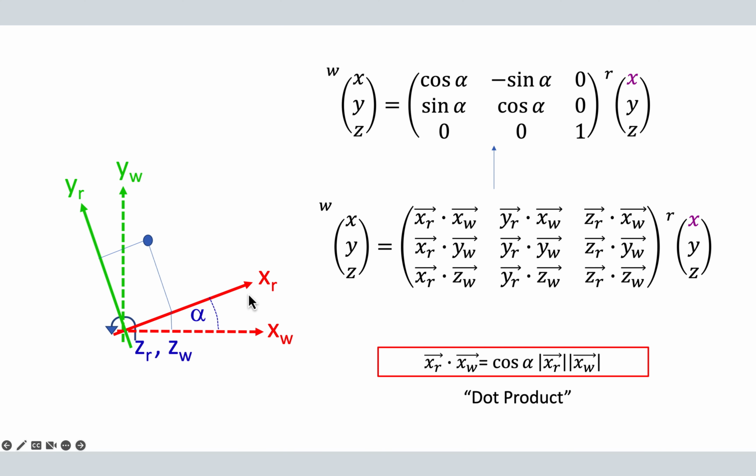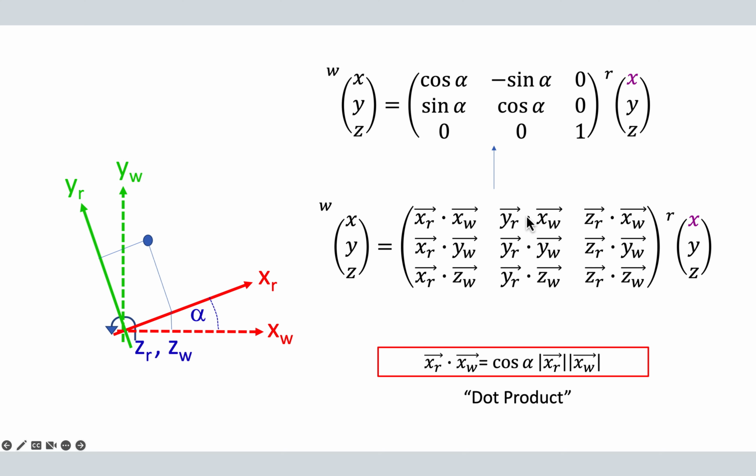So xr is here again, yw is here. Now what is the angle between them? It is 90 minus alpha, which is the cosine of 90 minus alpha is sine of alpha. Third one, xr dot product with the z-axis. What's the angle between them? The angle between them is always 90 degrees. Cosine of 90 degrees, always 0.